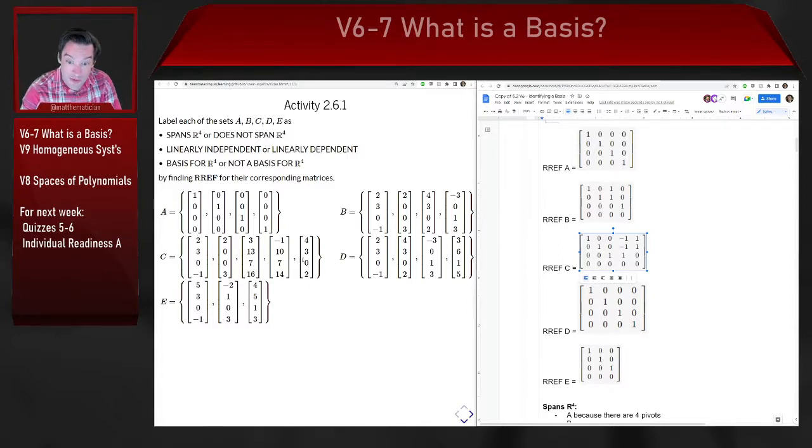And so even before we do any calculation, we know that a set of 5 vectors that have 4 components in them cannot be a linearly independent set. So there's no way that can be a basis.